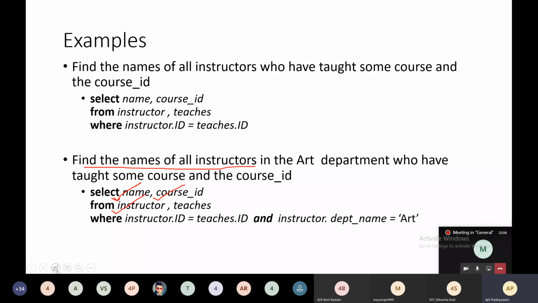And what is the condition in this statement? You need the names of all the instructors in the art department. So here is the condition: instructor.department_name is equal to art.